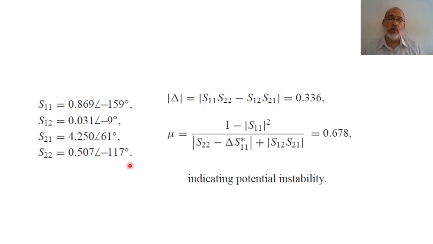We can use the mu test. Mu is 1 minus the magnitude of S11 squared, over the magnitude of S22 minus delta S11 conjugate, plus the magnitude of S12 S21. By taking this value, we obtain that mu is 0.678, which is less than unity, which means that it doesn't satisfy the unconditional stability requirement, indicating that it is potentially unstable. So, effectively, this transistor is not unconditionally stable, it is conditionally stable.